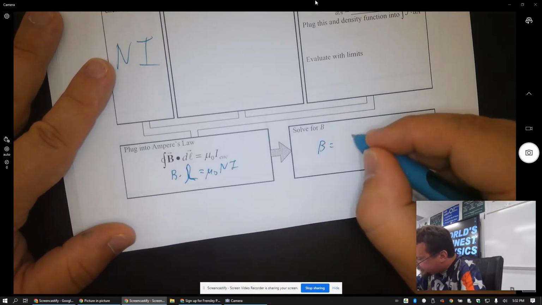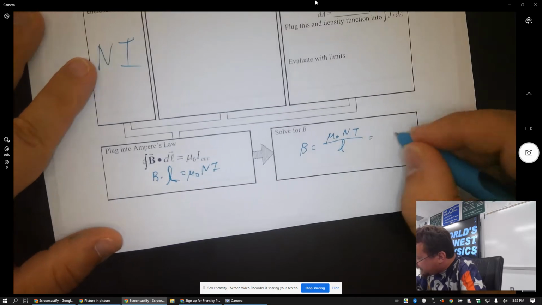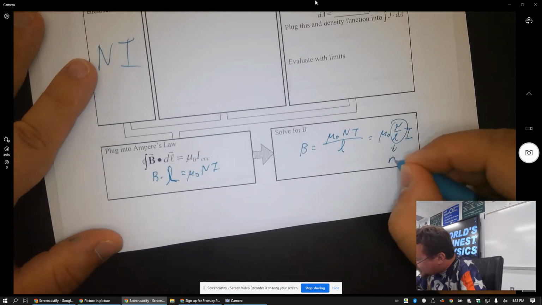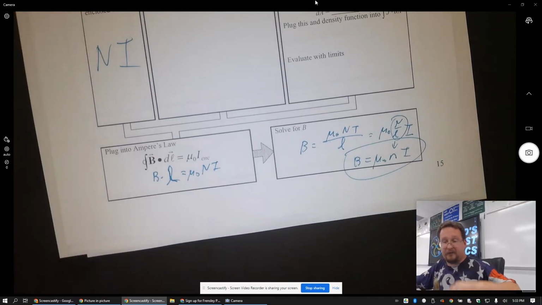So your B is mu naught n I over L, which could be written as mu naught n over L times I. And then that could be called lowercase n, which is called turns per length. And this equation is on the AP Physics formula chart.